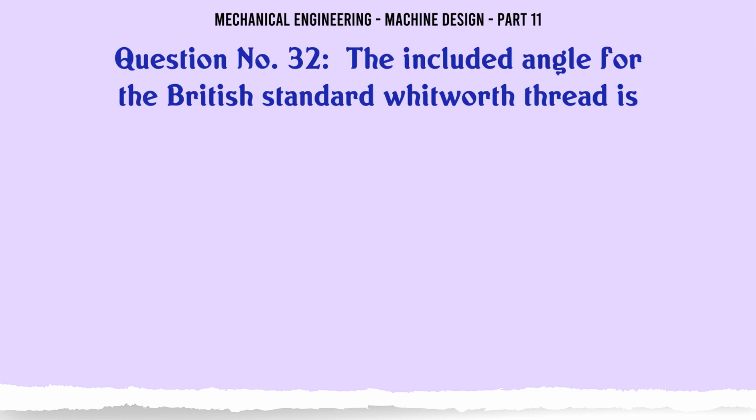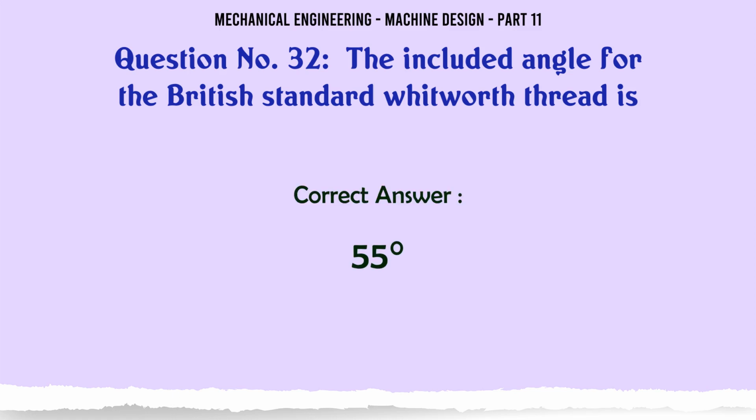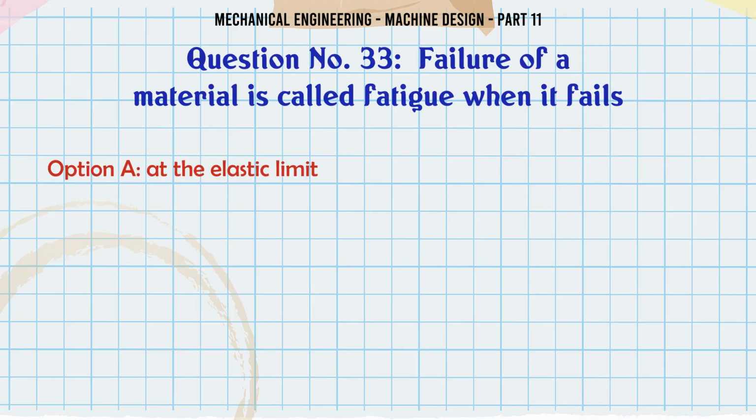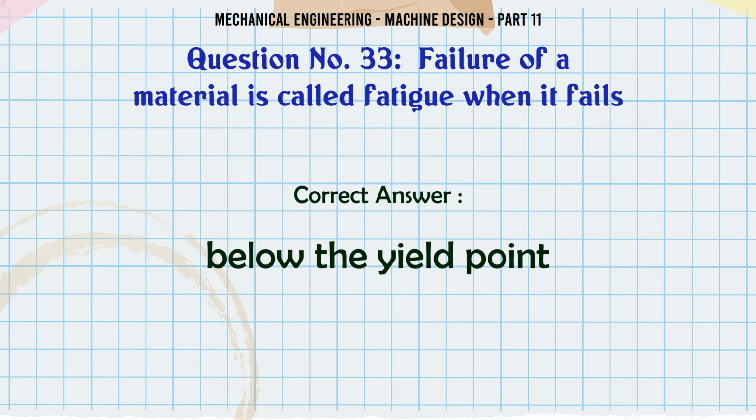The included angle for the British Standard Whitworth thread is A. 29, B. 47.5, C. 55, D. 60. The correct answer is 55. Failure of a material is called fatigue when it fails A. at the elastic limit, B. below the elastic limit, C. at the yield point, D. below the yield point. The correct answer is below the yield point.